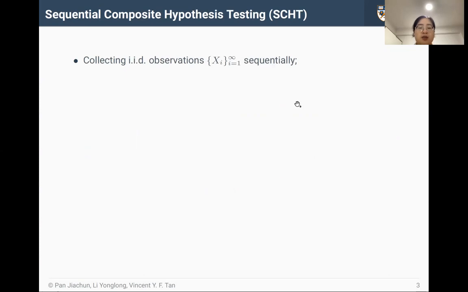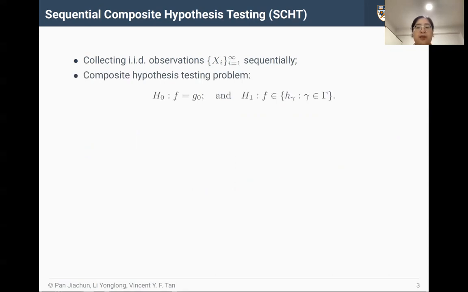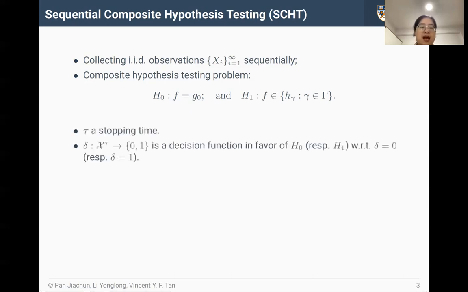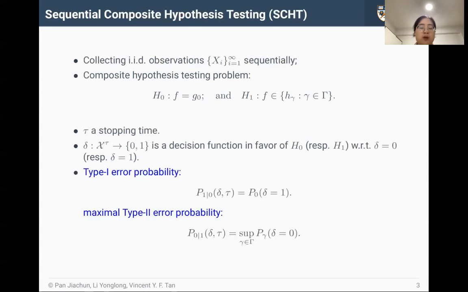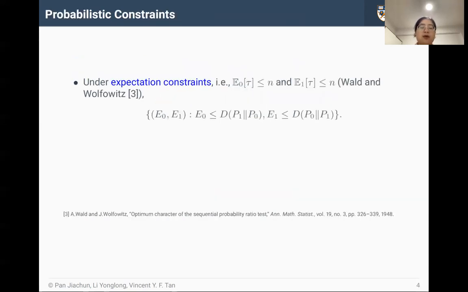We collect i.i.d. observations Xi sequentially, and on the H0, the probability density of X is g0, and on the H1, the probability density of X is h gamma, where gamma belongs to a known parameter set capital Gamma. Tau is the stopping time, and delta is the decision rule. Then we can naturally define the type 1 error probability and the maximum type 2 error probability. Usually, we consider the expectation constraints. Wald and Wolfowitz obtained the classical result on a set of error exponent pairs under expectation constraints.